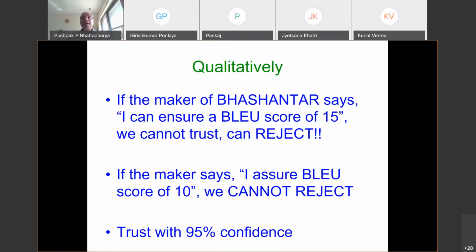Now my 95% confidence interval gave me the range 7.69 to 10.31. How can I trust him? I cannot trust him if I have this particular interval in mind. If this 95% is my confidence level, or I want to make an error of only 5%, then I cannot trust this claim. On the other hand, if the maker says I can assure a blue score of 10, we cannot reject his claim, and we can trust it with 95% confidence.